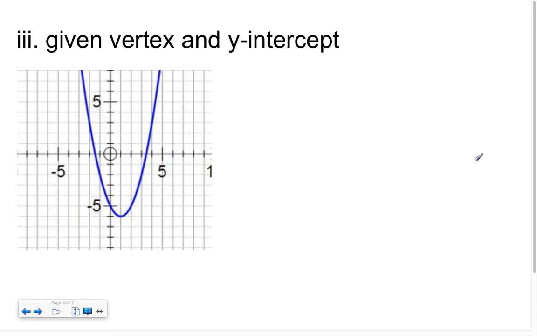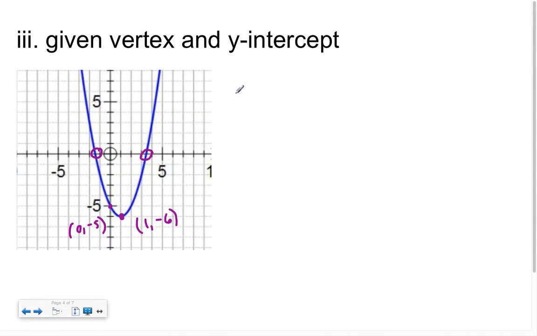So the last example that we'll talk about today is when we're given the vertex and a y-intercept, or the vertex and another point anywhere on the graph. So here we can see that the vertex is at 1, -6. So we're given our vertex. We can also see that our y-intercept is here at 0, -5. We can see our x-intercepts in this example, but it's hard to tell exactly where those x-intercepts lie. So we're not going to use those. We don't want to make an approximation there.